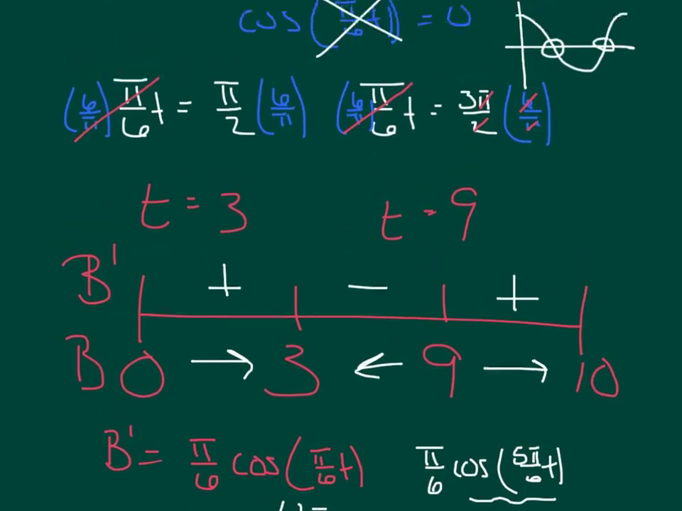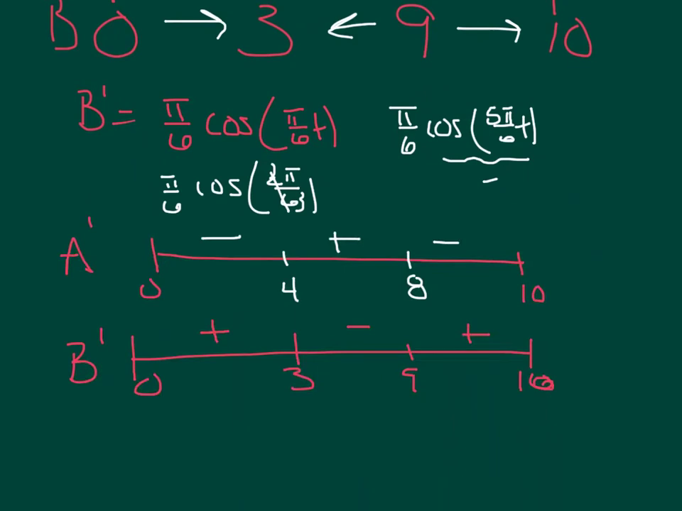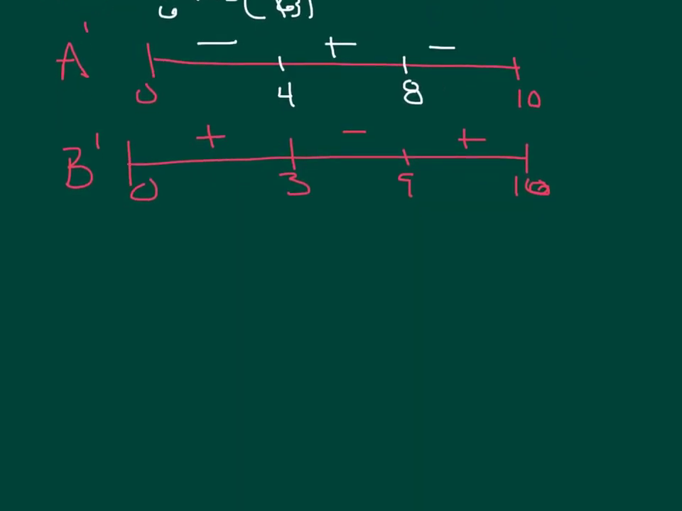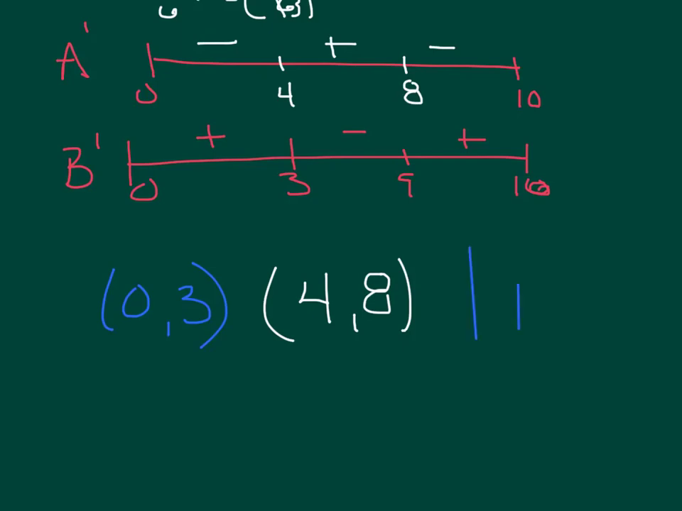Now the question says, when are they traveling in opposite directions? So you don't need to rewrite them. I rewrote mine so I can see them together. And let's just start off. From 0 to 3, they are traveling in opposite directions. 0 to 3, this guy's positive and this guy's negative. Again, I would say from 4 to 8, this guy's positive, and this guy's negative. And then again from 9 to 10, this guy's negative, and this guy's positive. So I would say they're traveling in opposite directions during that time.